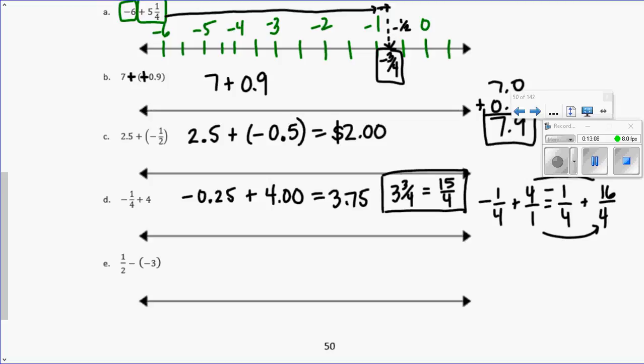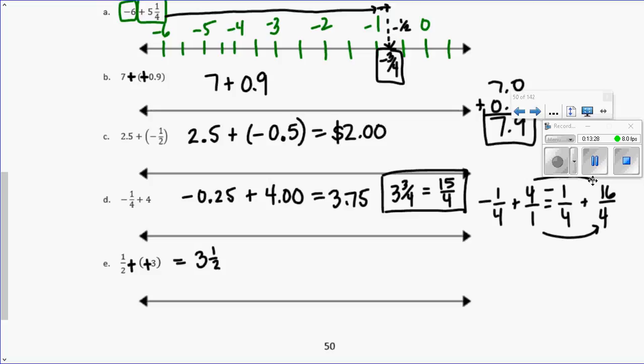And then this last one, you totally could do this on the number line, but look, it's 1 plus positive 3. You want to change them both. So it's just 1/2, and then you go to the right 3 whole units. So 1/2 plus 3 is 3 1/2. Again, you could do it more than one way, but we want to come up with the way that's most efficient.